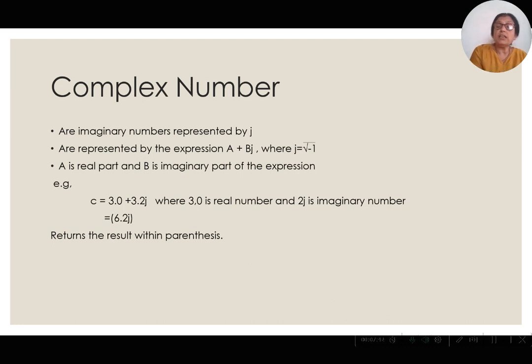Since j is joining with the real part, it comes as the imaginary number. Let's take the example. 3.0 is the a value and the b value is 3.2. Both are real numbers. Since j is there with the b, that second part is known as the imaginary part. So it will be 3.0 plus 3.2j.